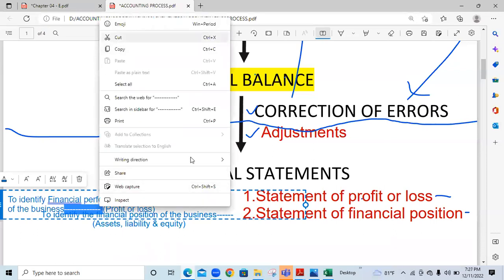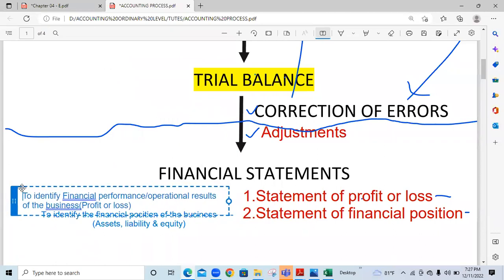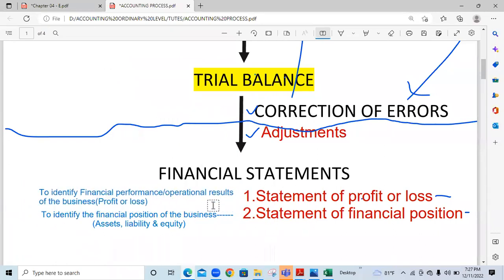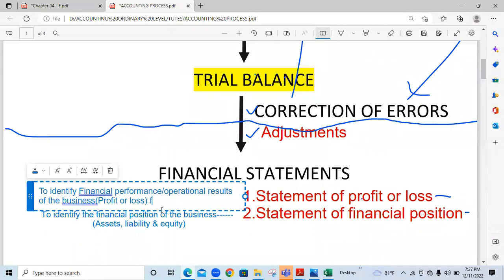Identify the financial performance of the business. Please make sure you include financial performance. So guys, the statement of profit or loss is prepared to identify the financial performance or the operational results of the business for a specific period. For example, for 12 months, what are their operational results? How well are they doing? Are they having a profit or a loss?